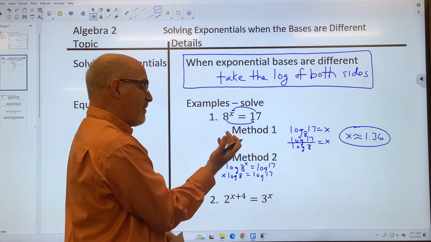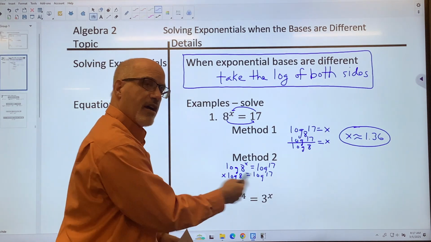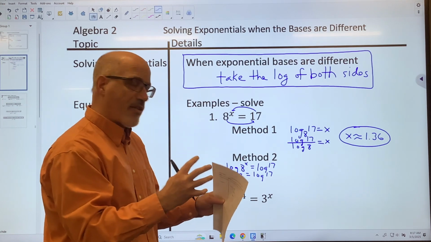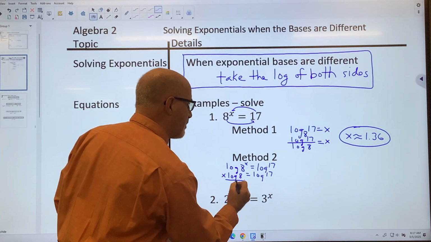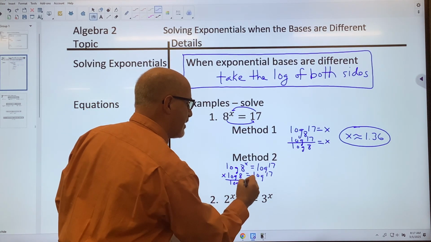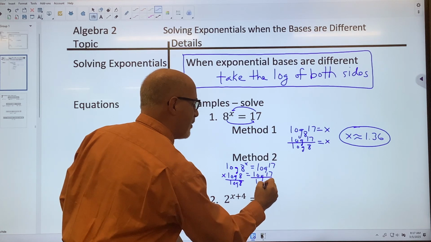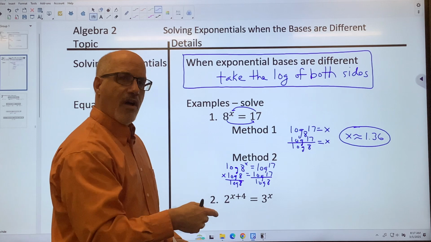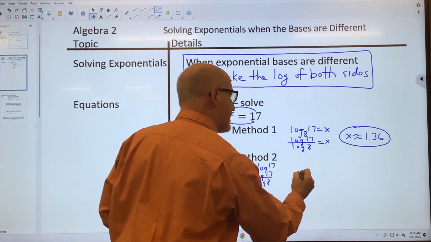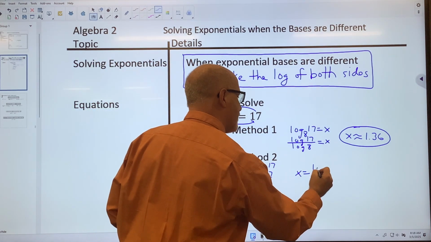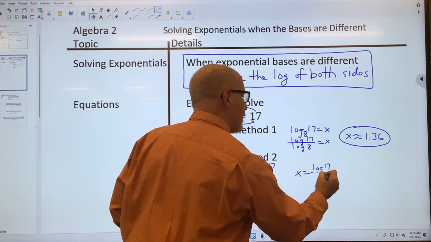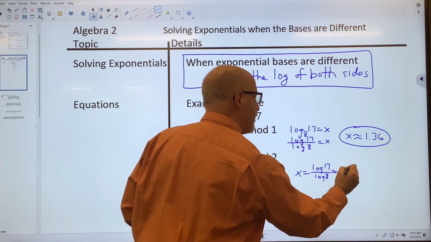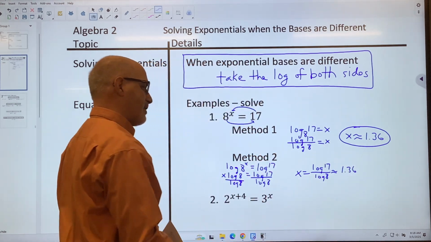Now remember, the log of 8 stays together, the log of 17 stays together. So if I want to divide, I'm going to divide by the log of 8, not by the log separately or 8 separately. They stick together. So I'm going to divide both sides by the log of 8. And notice then, what I've got is log of 17 over log of 8. So x is equal to the log of 17 over the log of 8, which is approximately, as we did before, 1.36.